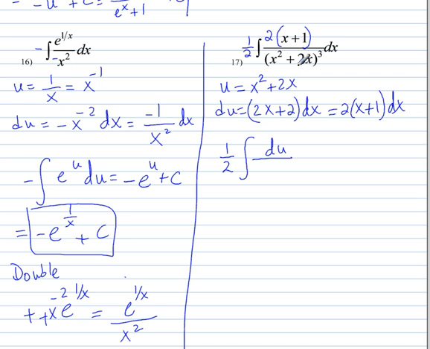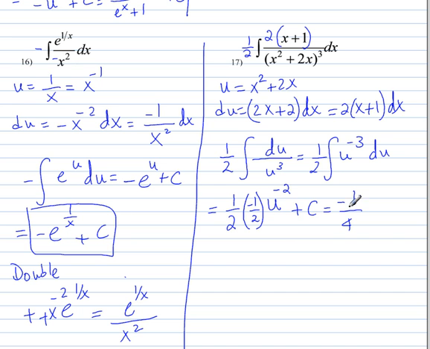And then over x squared plus 2x, that's u to the third power. Let's rewrite it as the power, so that's u to the negative 3 du, and now we use the power rule for the antiderivative. Let's get the new exponent: add 1 to this, we get negative 2, and then divide by that new exponent. So that's negative 1/2, multiplied by 1/2, plus c. So this is negative 1/4 u, which is x squared plus 2x, to the negative 2 plus c.